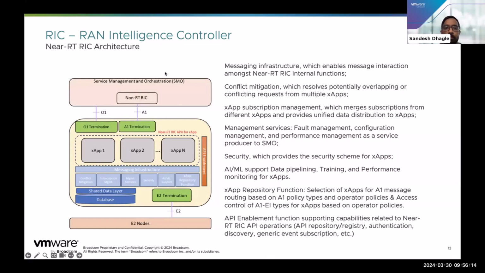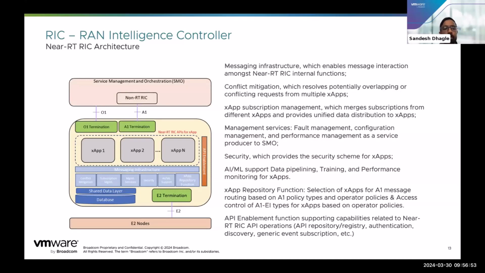Okay, so the near real-time RIC talks to the non-real-time RIC on the A1 interface. Also, there's an O1 termination from the SMO side, and then there is E2, from which it talks to all of the E2 nodes. And inside that, you would see a lot of other subcomponents. So, for example, there's conflict management, subscription management, and then there is security, there's AI/ML, and then there are some repository functions. So, these are various functions that enable a lot of other services inside the near real-time RIC.